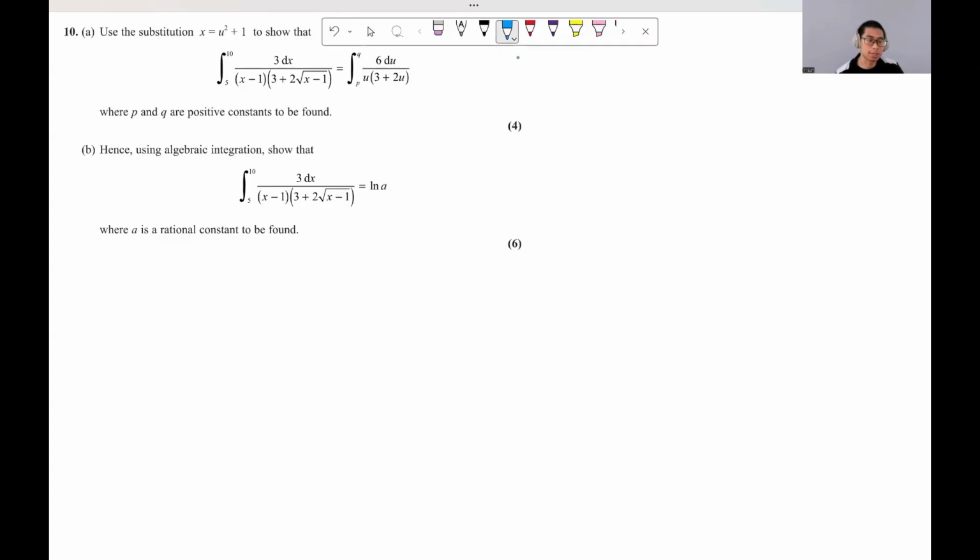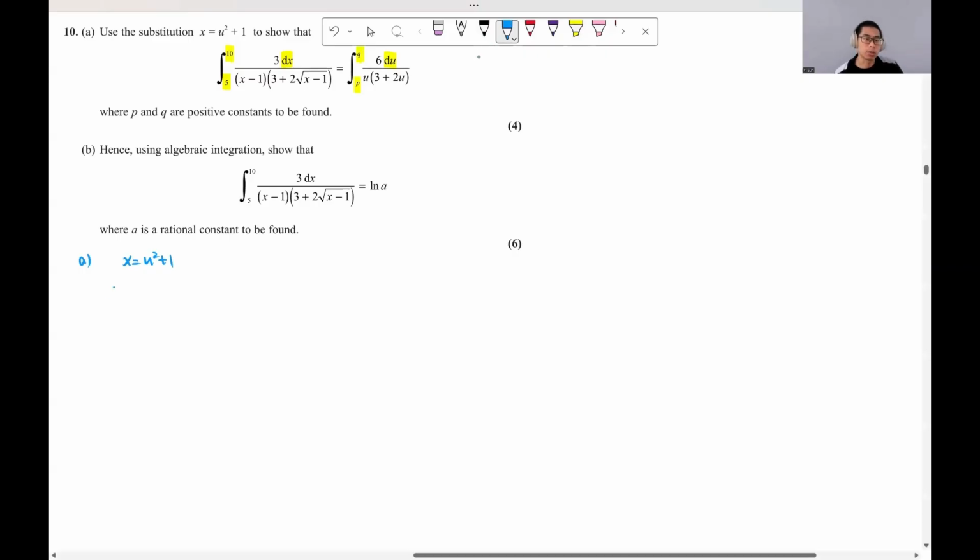So let's get started. Part A, so x equal to u squared plus 1. Because this time we have limits, the first step is always to change the limits first. Because the first expression is dx, those two will be x values. And then the second one is du, so the limits have to be the u values. So we need to change the x value into the u value first.